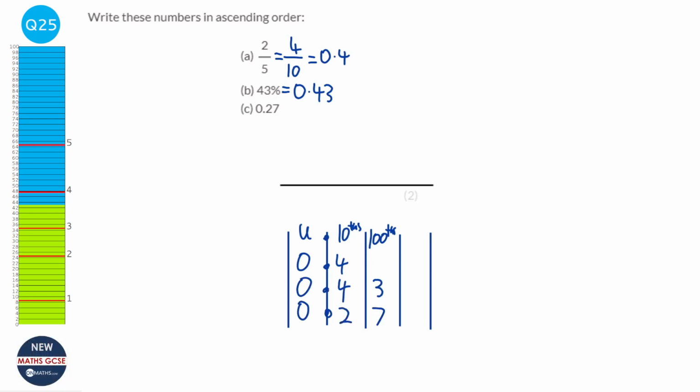Now what we do is we start on the left hand side and we find the smallest, because we're looking for it in ascending order. And the smallest tenth is the 2 there, so it's 0.27. So this is our smallest number, 0.27. Now the next two are equal, so we look at the hundredths, and this technically has a 0 there, so 0 is the next smallest. Now 0.40 was 2/5, so make sure you have the original fraction in and not 0.4. And then the largest one is the 0.43, which was 43%.